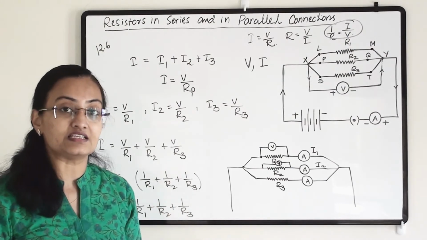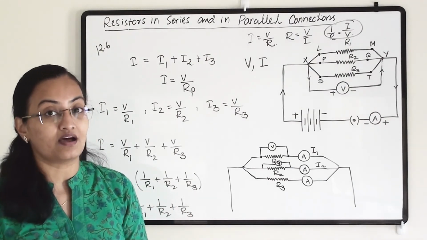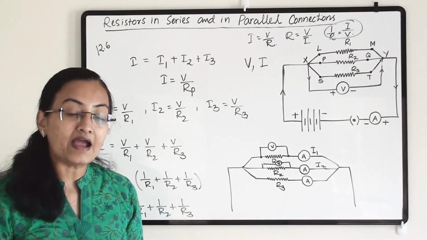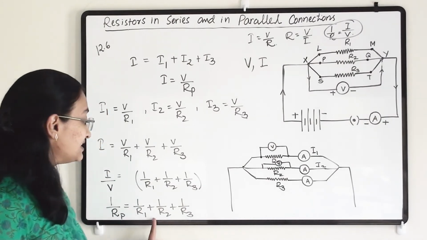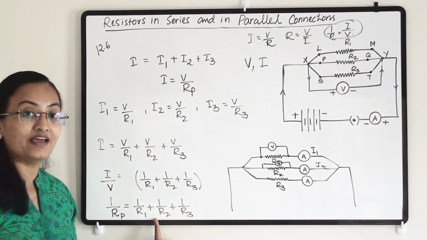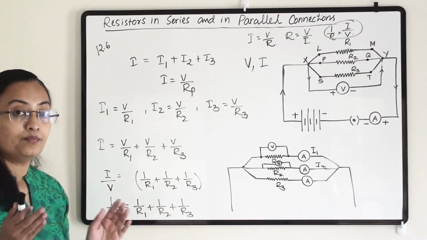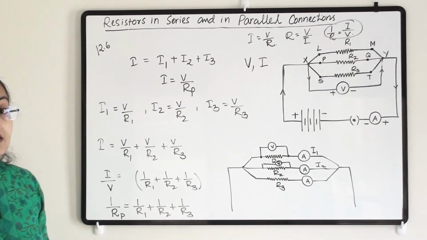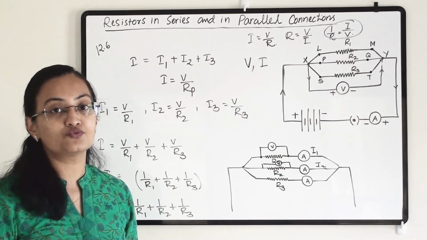Whereas in series, the formula was R equals R1 plus R2 plus R3. Simply we are adding all the resistances together. Here we are taking them in denominators and then adding them. So in parallel connections, resistance will be very low, but in series connection, resistance will be very high.